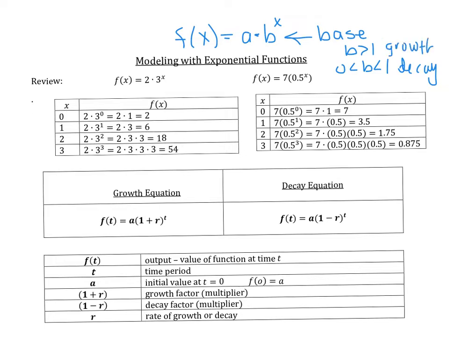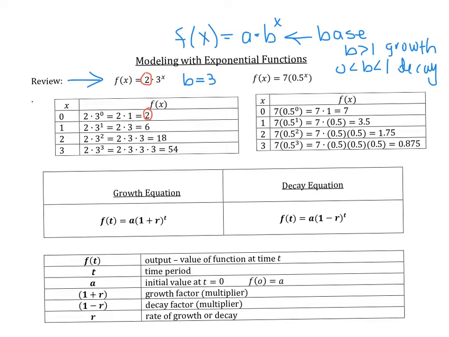So the way the math works, let's look over here at this growth function. You can tell it's a growth function because b equals 3, which is greater than 1. So we have f of x equals 2 times 3 to the power of x. When x is 0, your function is simply equal to whatever the a value is out front. Notice that this is a 2. The math is doing 2 times 3 to the power of 0. Anything to the power of 0 is 1, so it's 2 times 1, which is 2.